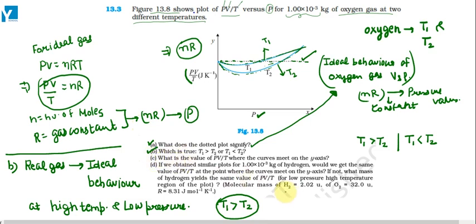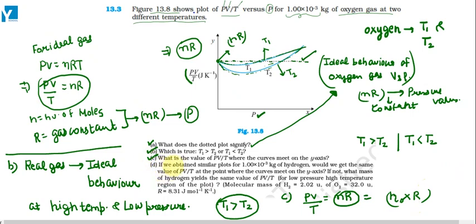Third question is, what is the value of PV by T where the curve meets on the x-axis? So for an ideal gas, PV by T is equal to nR, where n is the number of moles of the gas. So this value where all the three curves meet is equal to, in the given case, number of moles of oxygen gas into the gas constant R. So we have answered the question C as well.